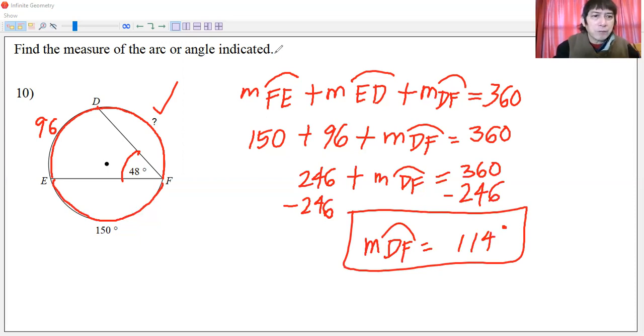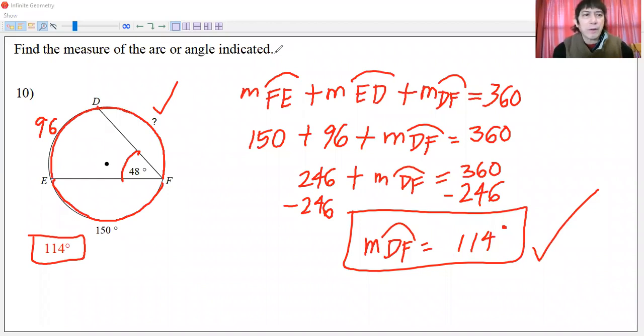Yes, all right, let's check and verify. Watch the answer below the diagram. There, it's 114, and that's our answer also. All right, so number 11 now. Shall continue with number 11.